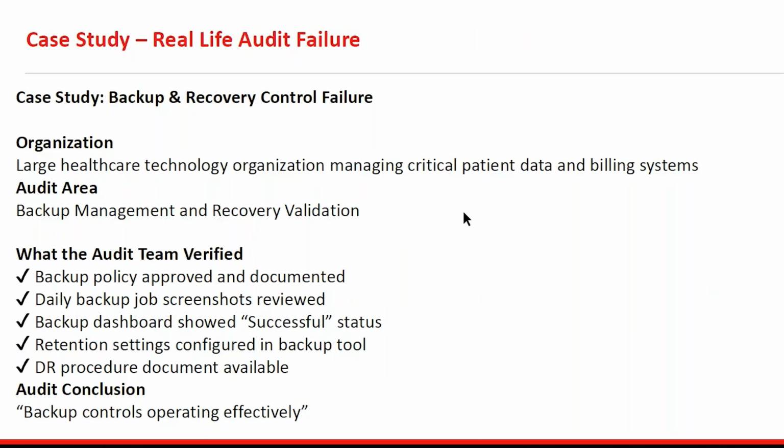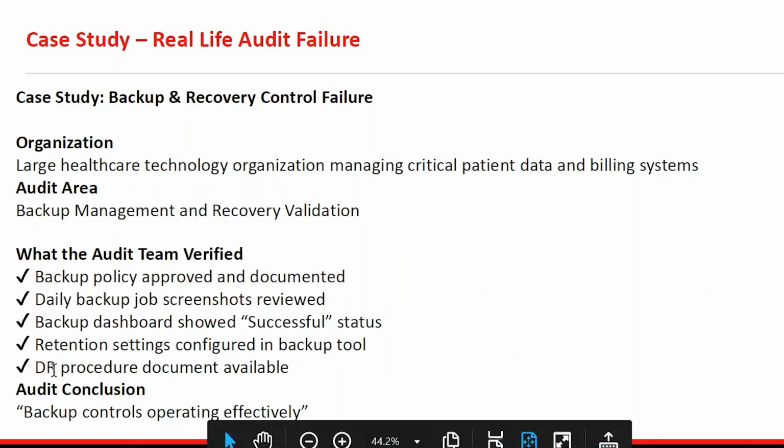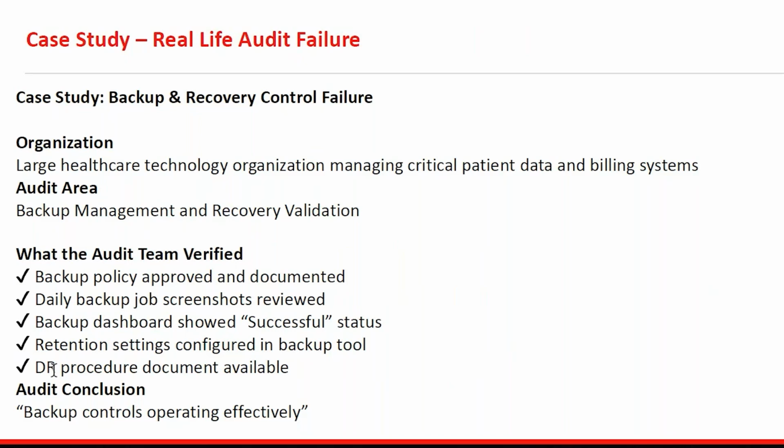They have seen the screenshots of daily backup. They have seen a backup dashboard which says the status, and the status is successful. They have seen the retention settings configured in the backup tool. They've also verified the DR, disaster recovery procedure, right? Which means in case the system goes down and you have to recover the system along with the data, what is the procedure for it? Is it available or not? With these 5 things, the auditor comes to a conclusion that the backup controls are very effective. Okay, so this is the context.